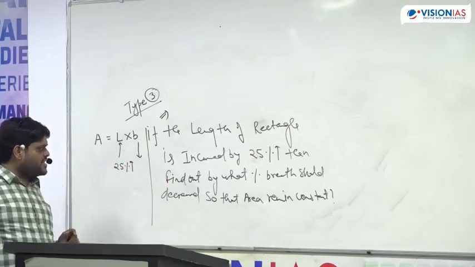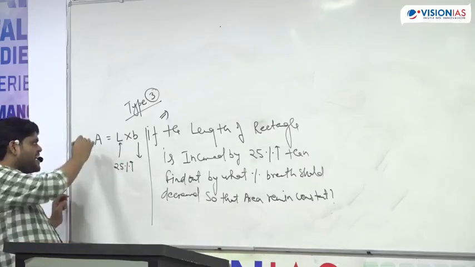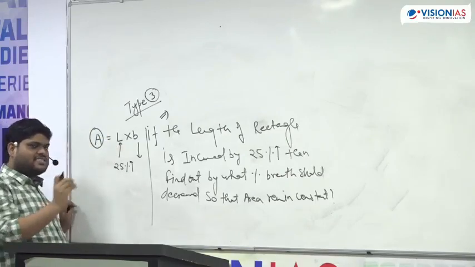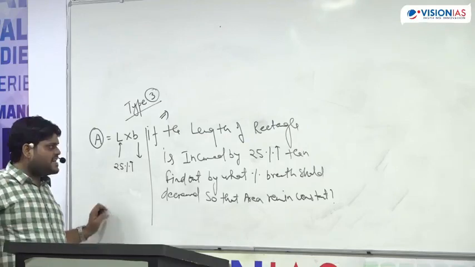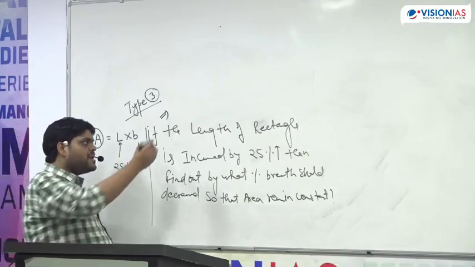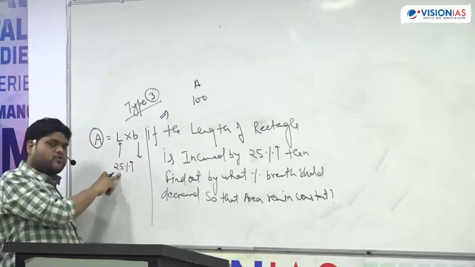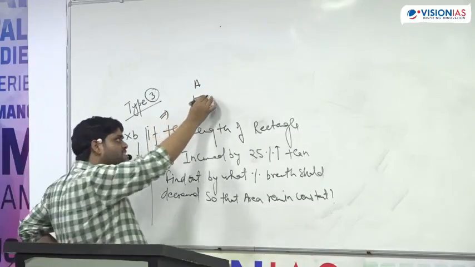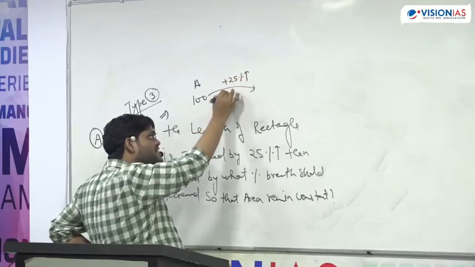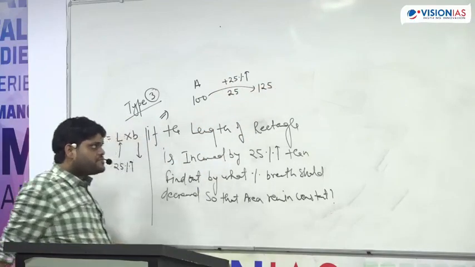The same question. See, you are increasing length by 25%. The area is not changing. By what percent should the breadth decrease? So how can we solve? Simply, if the area was 100, then when length is increased by 25%, what will happen? The area will increase by 25%, or not? 25% means a 25 increment, it becomes 125.